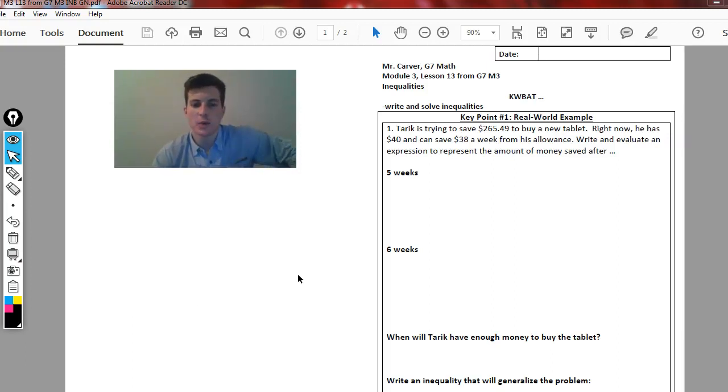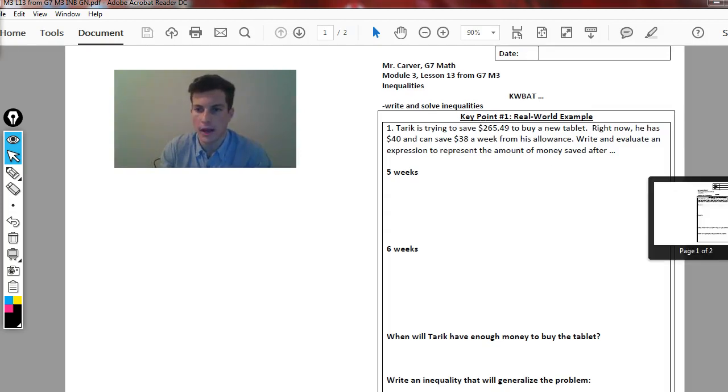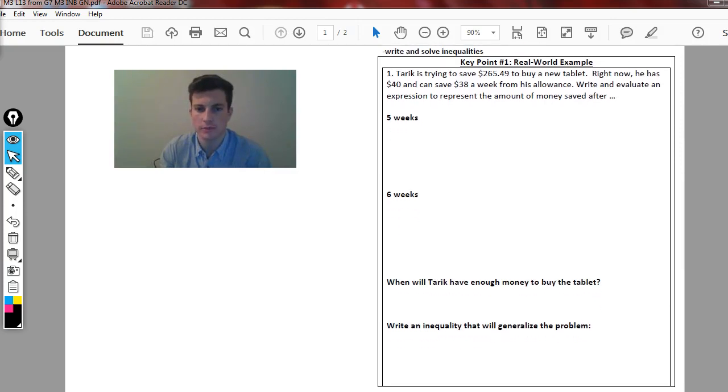Hey class, today we learn about inequalities. So our aim for the day is that Kipsters will be able to write and solve inequalities. Let's get started with key point 1, a real world example.